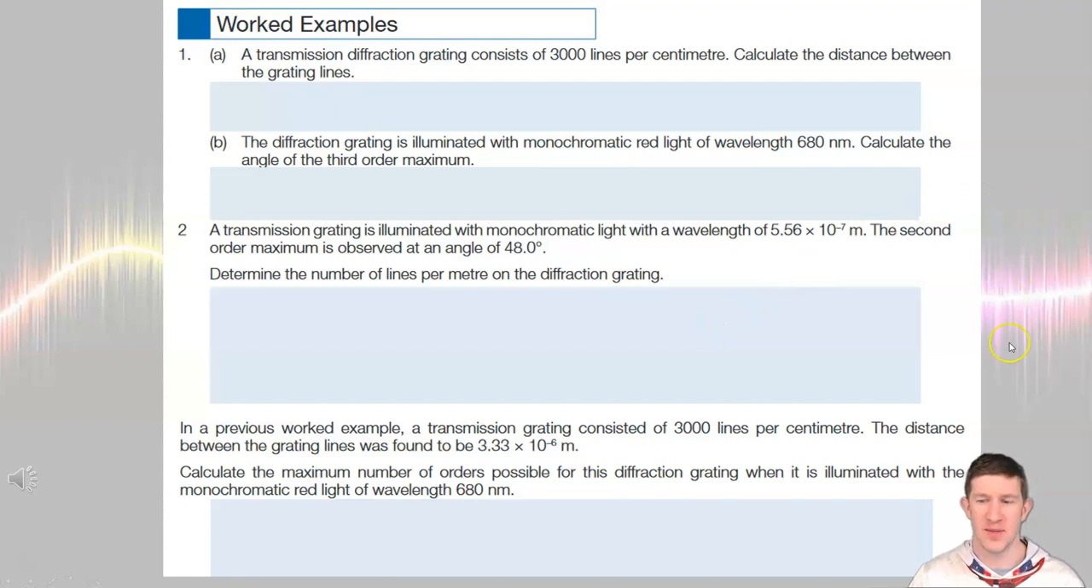Okay, so some practice questions talking about diffraction gratings. Just like I talked about before, we've got a diffraction grating consisting of 3,000 lines per centimeter. Calculate the distance between the grating lines. Calculate the angle of the third order maximum. So remember, this is just the m value using our formula from before.